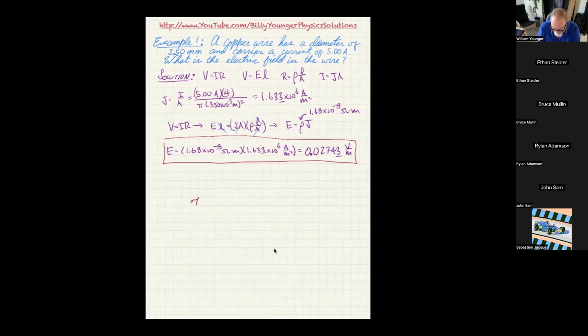Where did you get the 4 in the calculation for the current density? Basically, from pi, area is equal to pi r squared, and then r is d over 2. So that becomes pi d squared over 4. I see. Okay. Yeah, sometimes it just saves you a little bit of trouble putting a 4 up top.